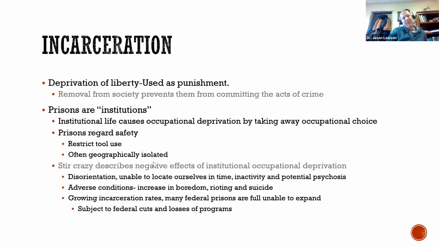I brought up incarceration earlier. So the deprivation of liberty, we use this as a punishment, right? In our society, we tolerate this because it's a punishment, where we remove people from society because they committed a crime. Now, I think of prisons. Prisons are considered institutions. Okay, I also think there are other institutions that we're aware of.